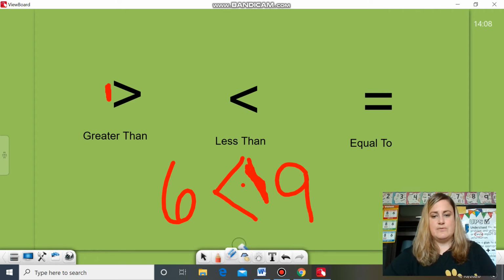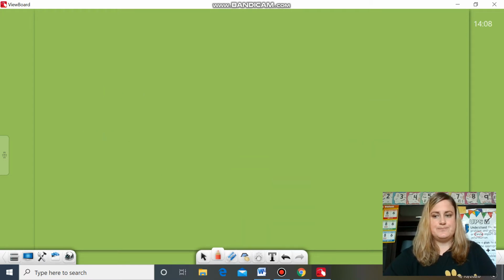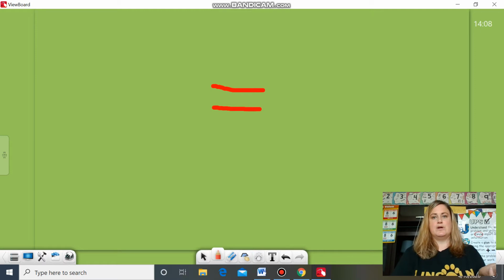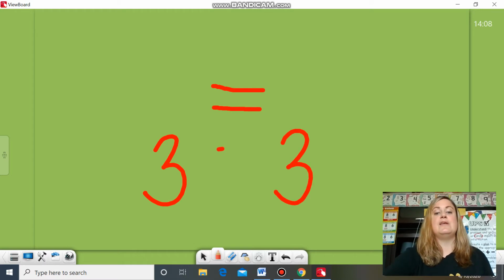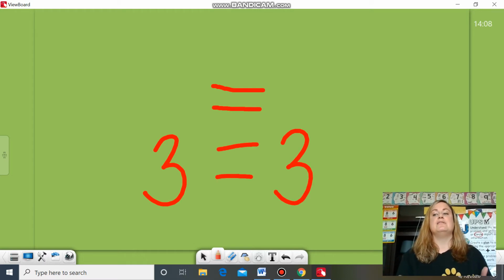And the last sign I want to review quickly with you is the equal to sign. Oopsie, I just took all my signs off, but oh well, we can make do. Equal to is another word for same. We use that when we're comparing things and they are the same. So we can use pictures, objects, or numbers. If we have two numbers like 3 and 3, we would use the equal sign because they are the same. They are equal, the same amount.